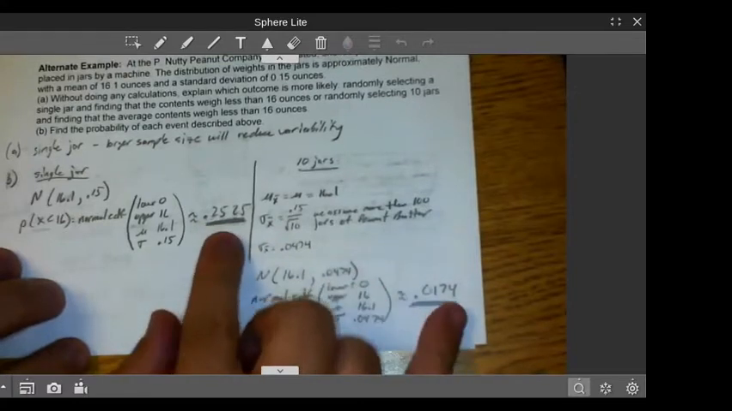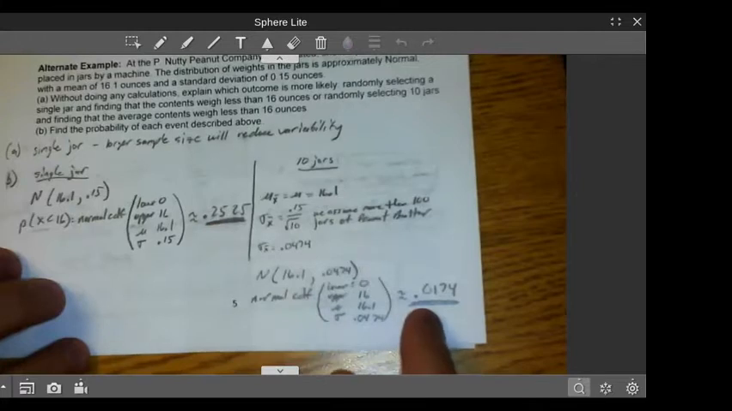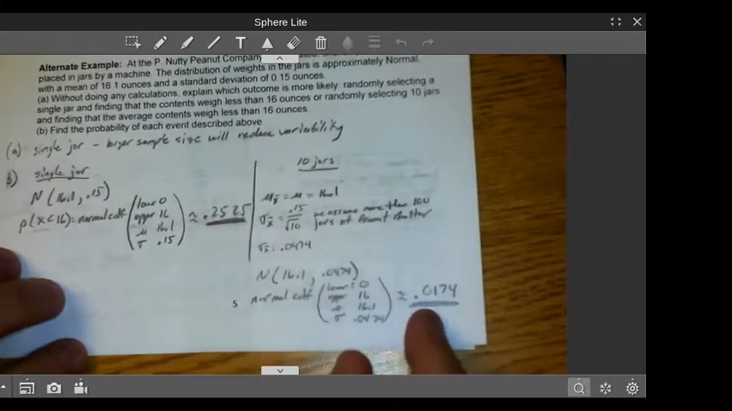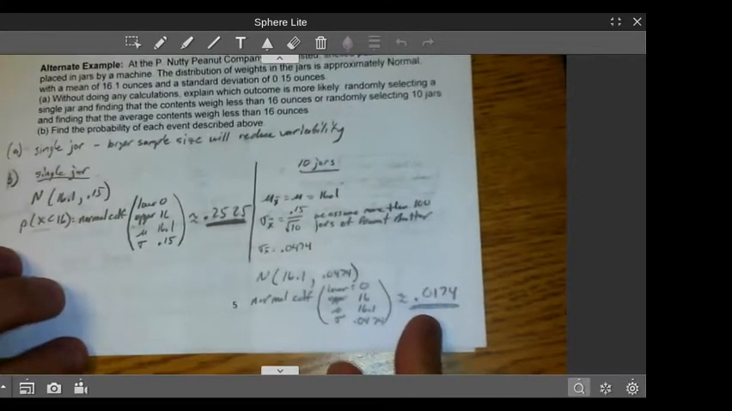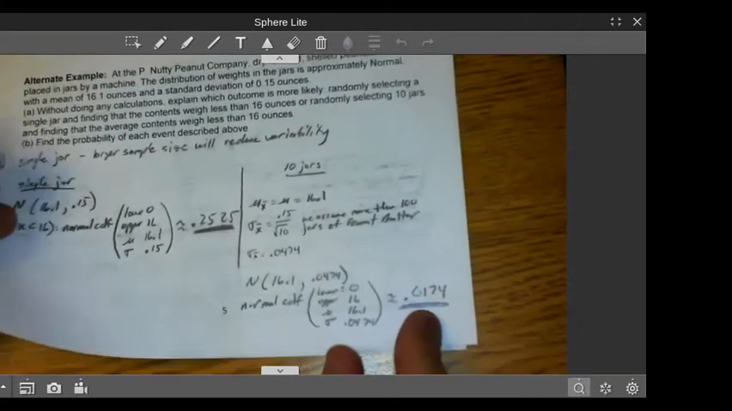Again, look at how 25% of the time you should get a single jar that's under 16. It's almost impossible to get 10 jars whose average weight is under 16. Not impossible, but almost impossible.